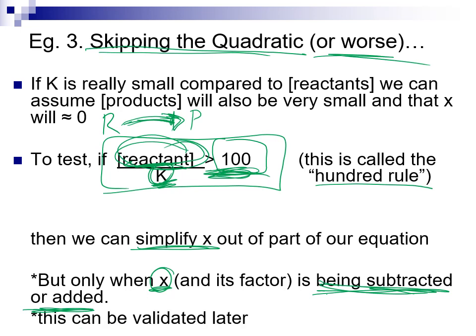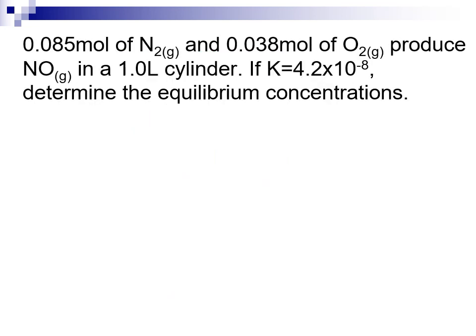Let's look at some numbers and decide. We can validate this later and say, okay, we've made this assumption. Was it too big of an assumption to make, or is it okay? So to do that, let's look at these numbers here. We have a certain amount of nitrogen, a certain amount of oxygen. They're reacting, producing nitrogen monoxide. And we have a K value.